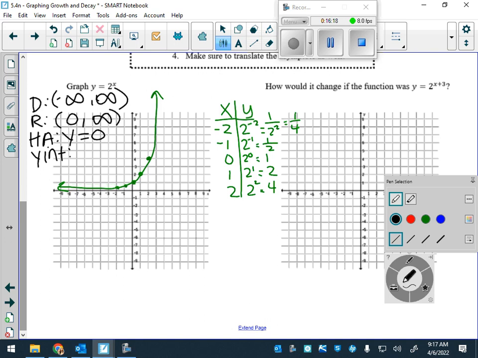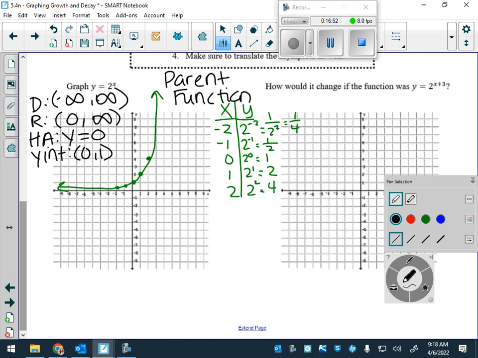Okay? So Mia brings up a good point. Your horizontal asymptote and your range should have the exact same number. 0, 0. Okay? Horizontal asymptote will start off or end your range. Okay? What is our y-intercept? 0, 1. Good. Okay. So 2 to the x would be considered a parent function because there's no movement to this.